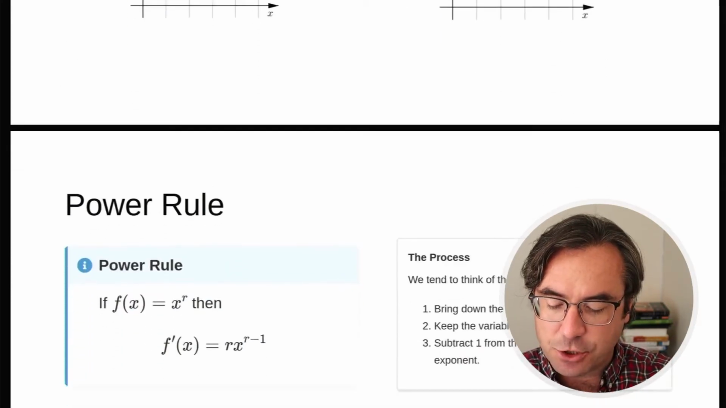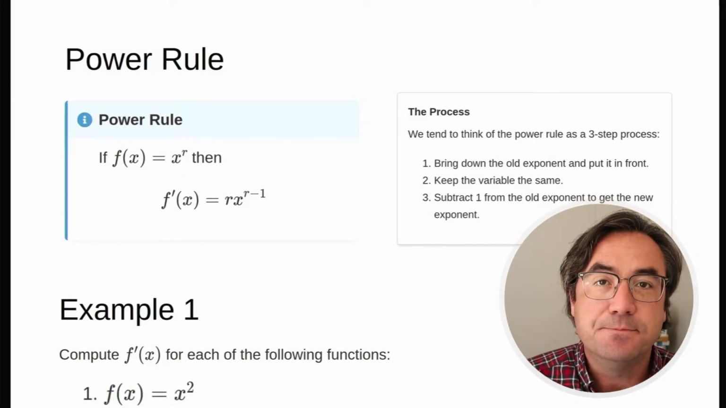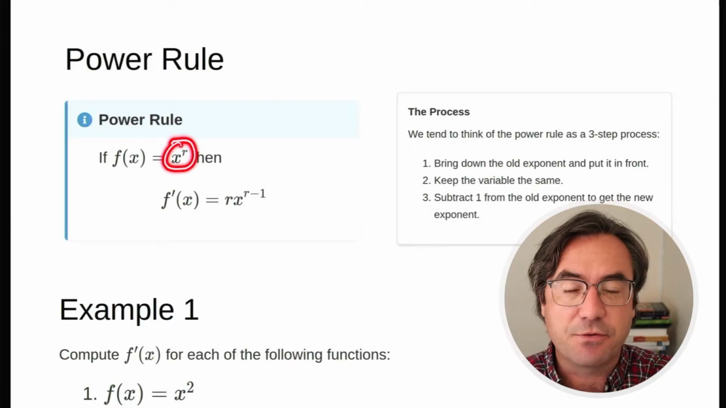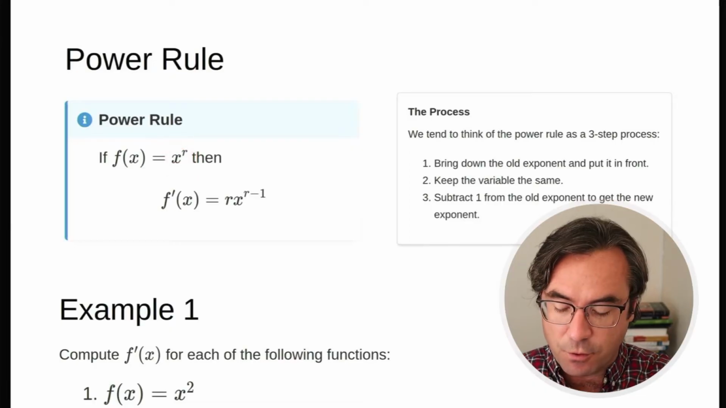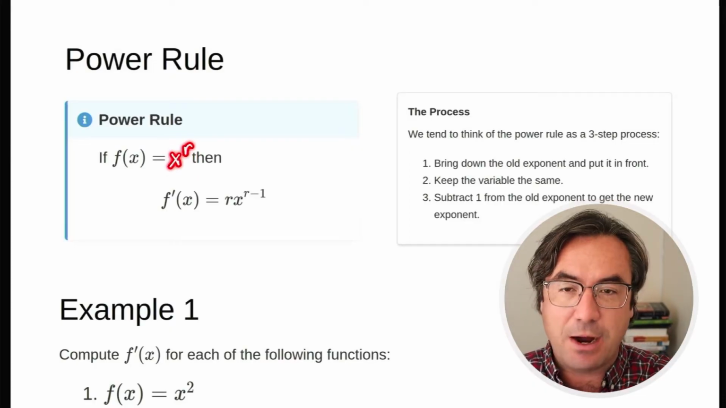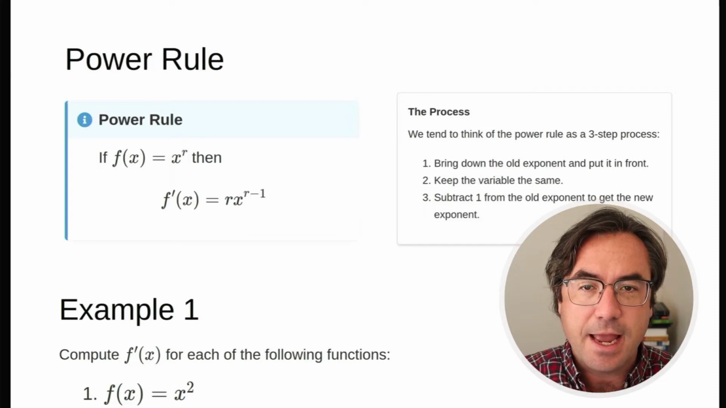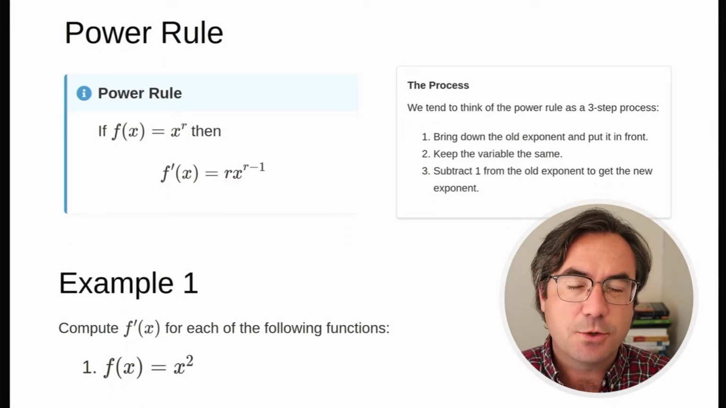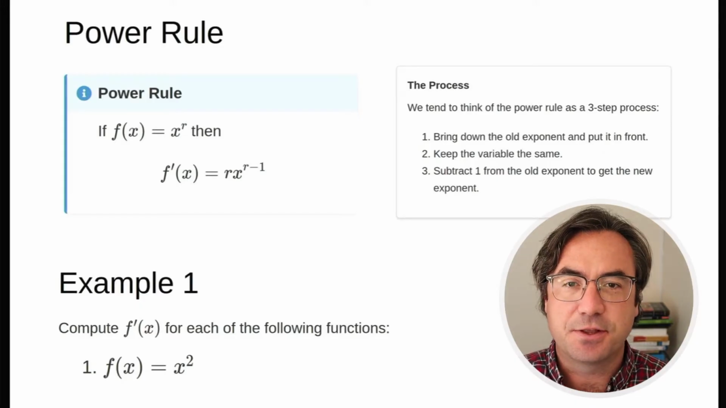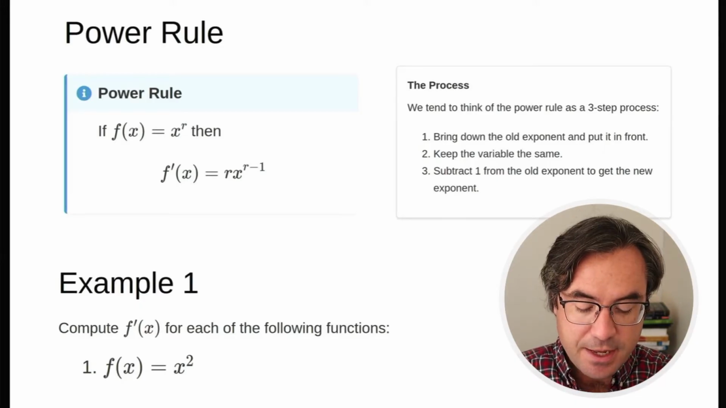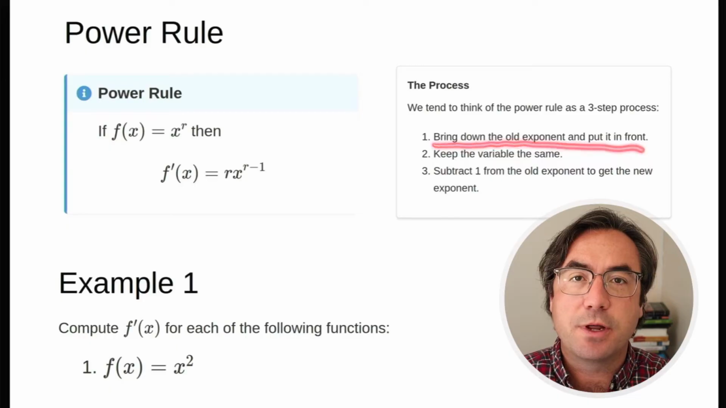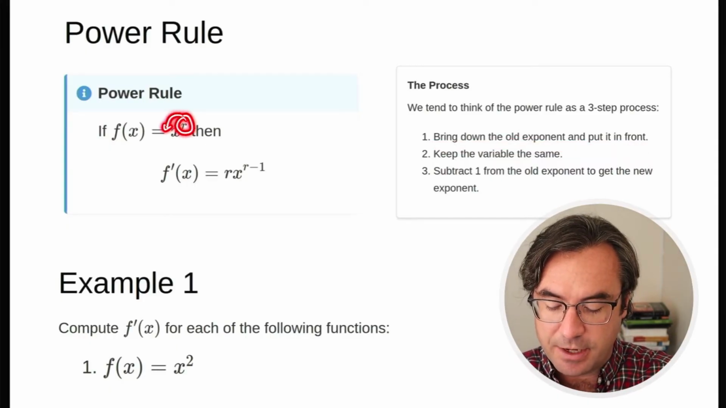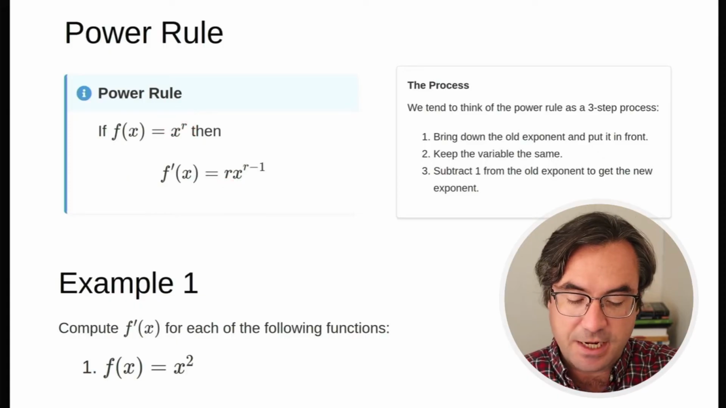So our first major rule that we're going to look at is the power rule. This tells us how to differentiate power functions, things of the form x raised to a power r. And we can remember the rule. You almost want to think of it like a 3-step process. The first step is to bring down the old exponent and put it in front. So we're going to take the exponent, bring it down, put it in front. So that's what we get there. So it's like step 1.